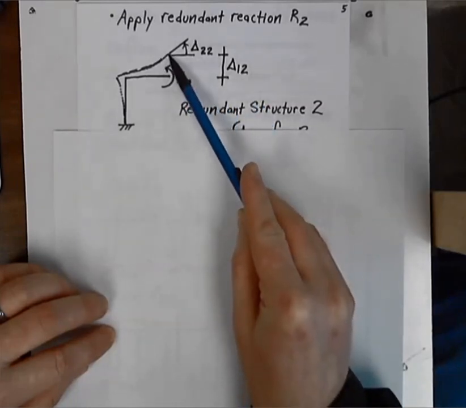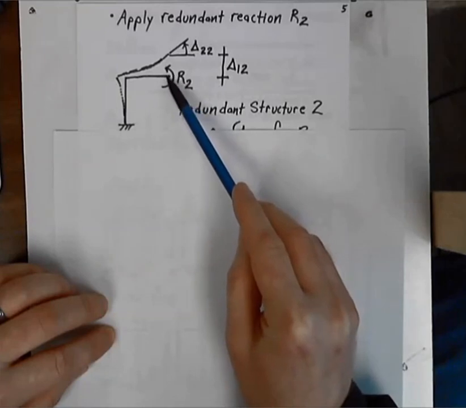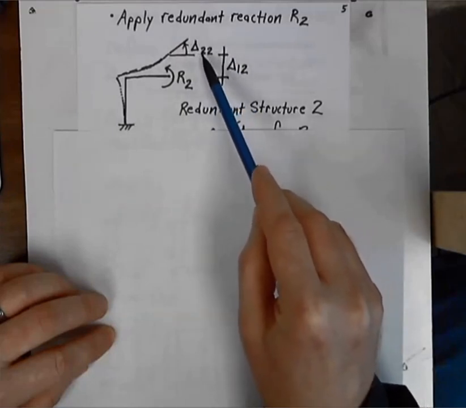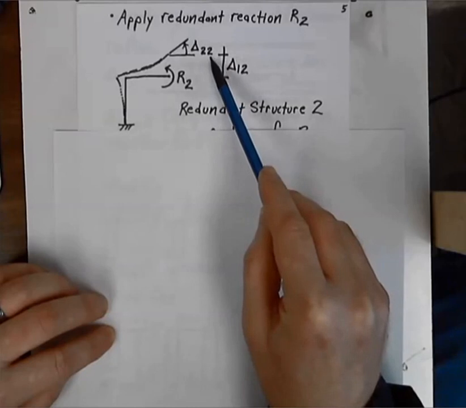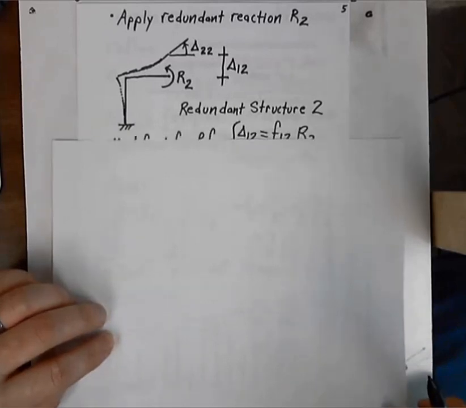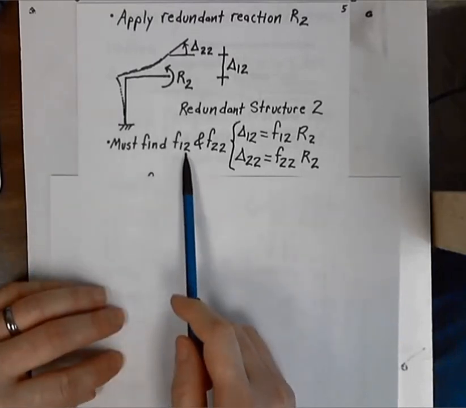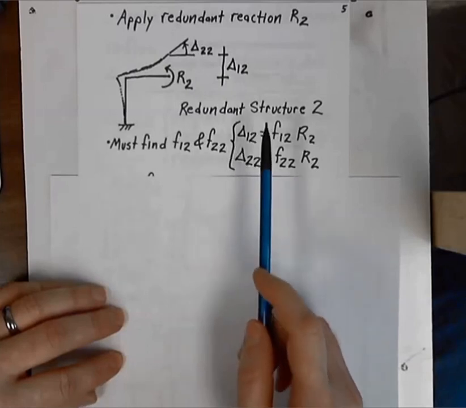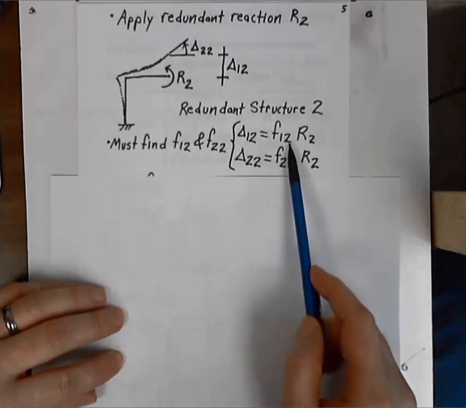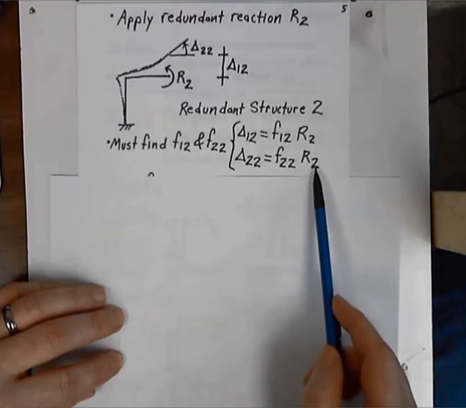And we also are going to have that our position C is going to have a rotation with respect to its original horizontal position, and so we have a rotation of that end of delta 2, 2, and that is the displacement at 2 due to the redundant at 2. And so this is our redundant structure number 2 drawing. In this situation, we must find F12 and F22. This is so that we can find our expressions for delta 1, 2, which is equal to F12 times R2, and delta 2, 2, which is equal to F22 times R2.